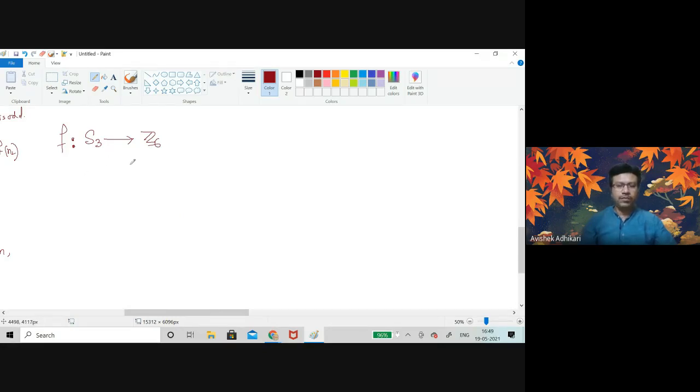Any homomorphism you can think of? You can always give me at least one homomorphism. How should I define it? f of some element a goes to class 0, the trivial homomorphism, for all a belonging to S3. So this is already there. Now can you find some non-trivial group homomorphism here?